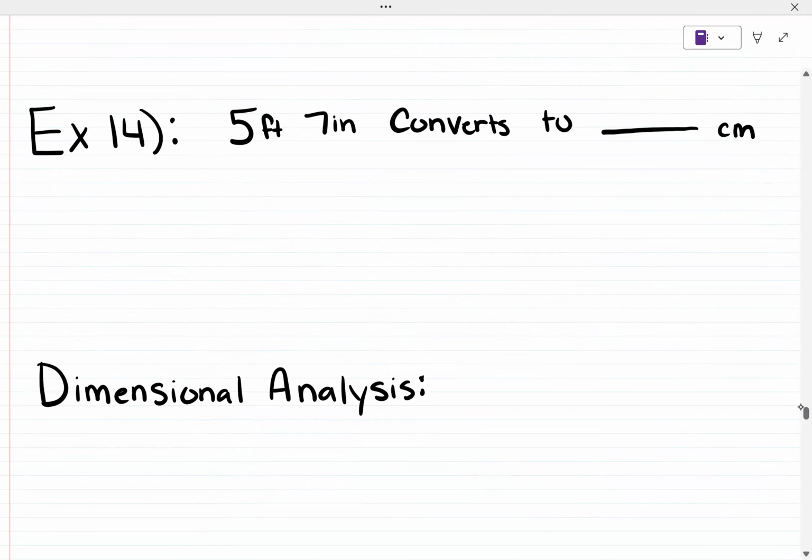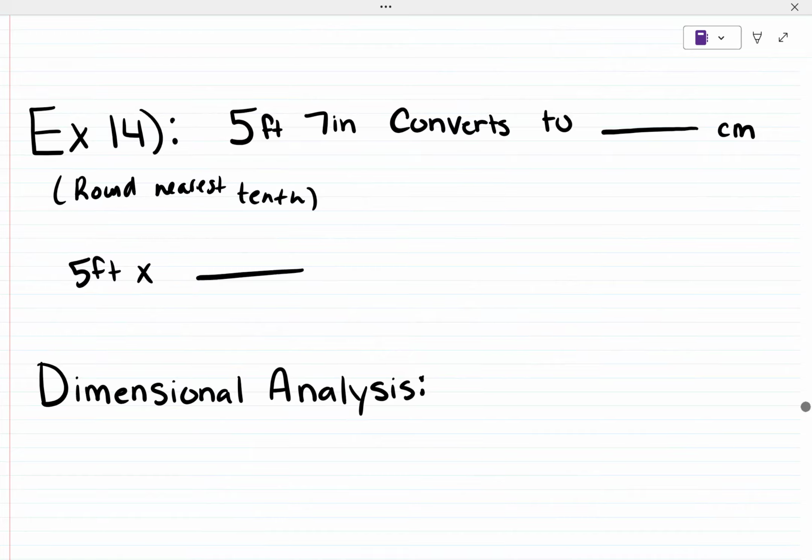Okay, example 14. We have 5 feet and 7 inches converts to how many centimeters? Round to the nearest, and it doesn't say, but it should have said round to the nearest tenths, not hundredths, but tenths place. So first we have to convert everything to inches. Let's start with the 5 feet. 5 feet times, feet on the bottom, inches on the top. We know that for 1 foot, there's 12 inches, and then 5 times 12 is 60. And then you have this additional 7 inches, so that's plus 7, that's 67 inches.